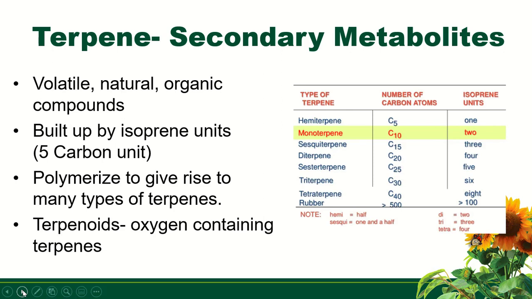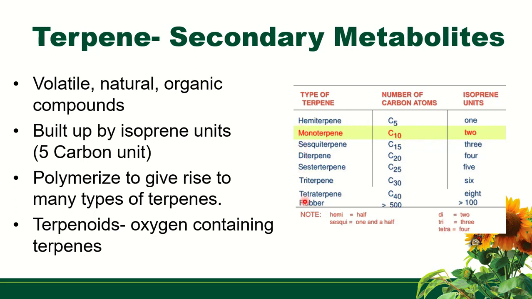They are secondary metabolites. They're volatile, they're natural, and they're organic. And if you think back to organic chemistry, that means that it contains a carbon. Terpenes are built up by isoprene units, and this is a carbon unit of 5. So if you look at the table here, you'll see the different types of terpenes, the numbers of carbon atoms, and then the number of isoprene units. So, of course, 1 isoprene unit is 5 carbons, 2 equates to 10, and so on.